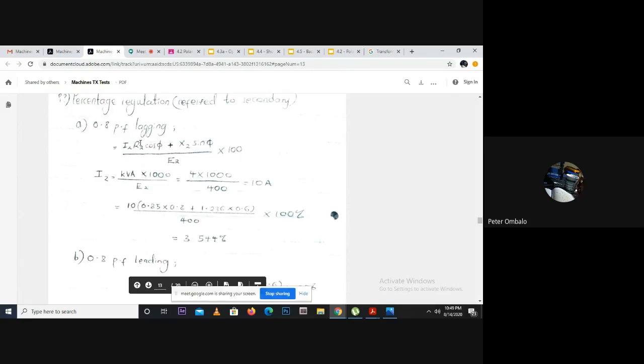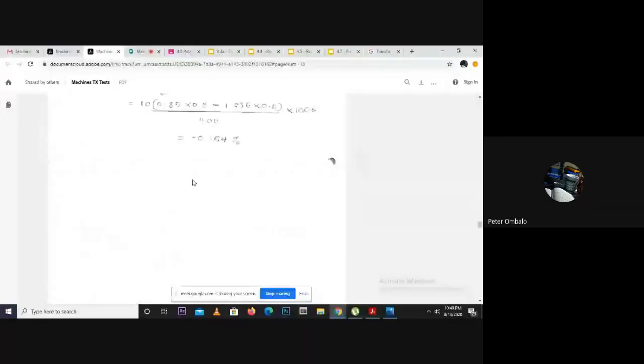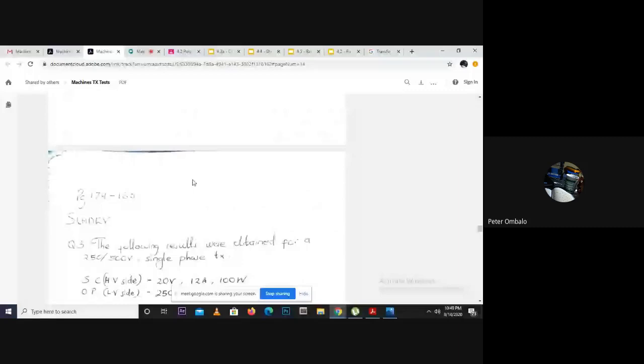When it's lagging, we add, and when it's leading, it's just the same formula, but we subtract. We subtract the inductance component. So down here, 0.8 power factor when it's leading, we subtract it, and we get a negative. When it's leading, we are always going to get a negative. Yeah, so that's question example 2.